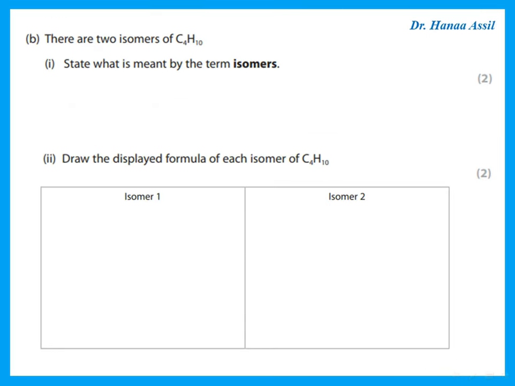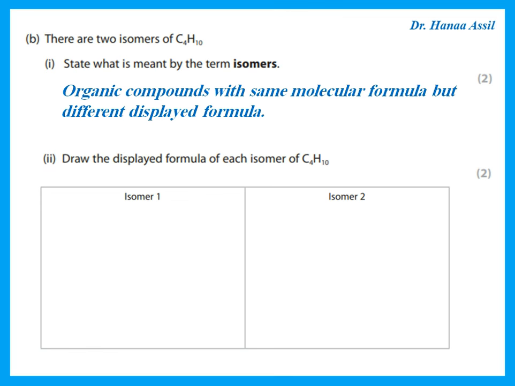There are 2 isomers of C4H10. What is meant by isomers? You should know, and please do not mix up isomers with isotopes. We're talking here about isomers. Isomers are organic compounds with the same molecular formula but different displayed formula. Same molecular formula, different displayed formula.